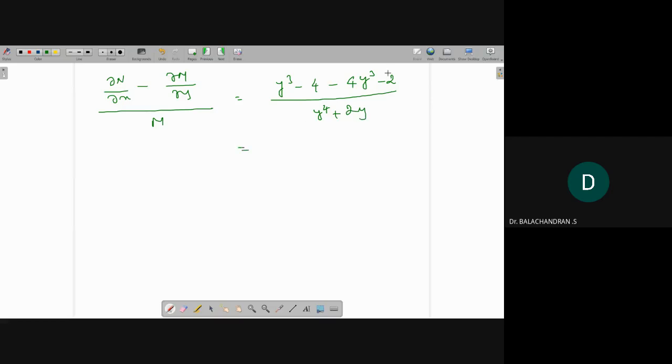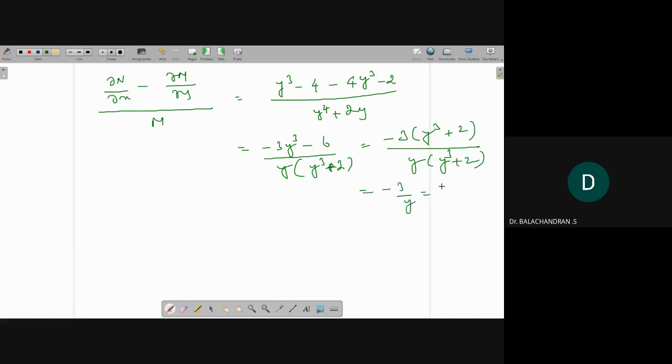So this is equal to minus 3y cube minus 6. So take y common: y cube plus 2. The numerator, take common minus 3, so y cube plus 2. So y into y cube plus 2. After cancelling, we'll get minus 3y. This is a function of y alone.